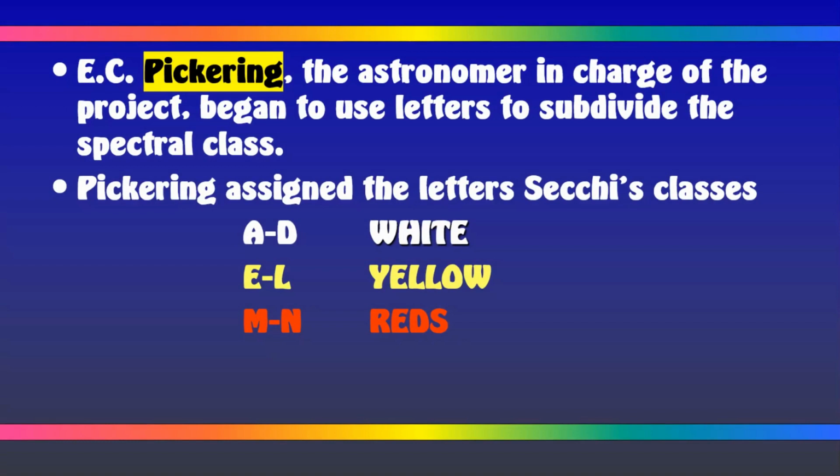And he decided to get the ball rolling, as the expression goes, in saying, okay, we have this great strategy from Secchi, and he had the classification of white, yellow, red, and deep red. Pickering crunched the red and deep red category into one, and Pickering decided to assign letters. You don't need to jot this down here, as the system did evolve. But Pickering, you want to have as the person in charge of the project.